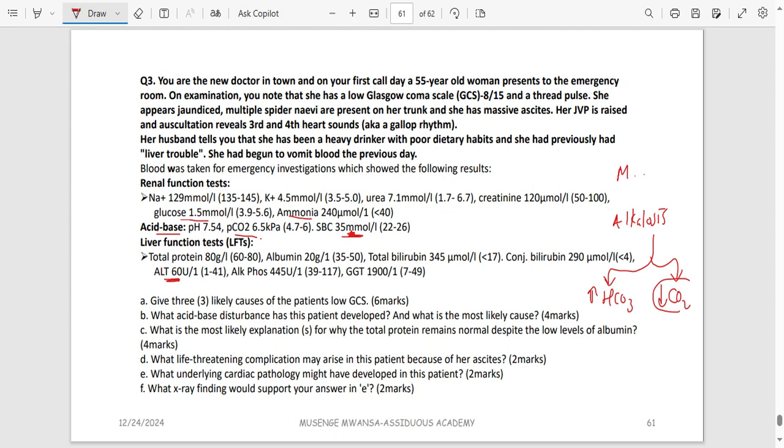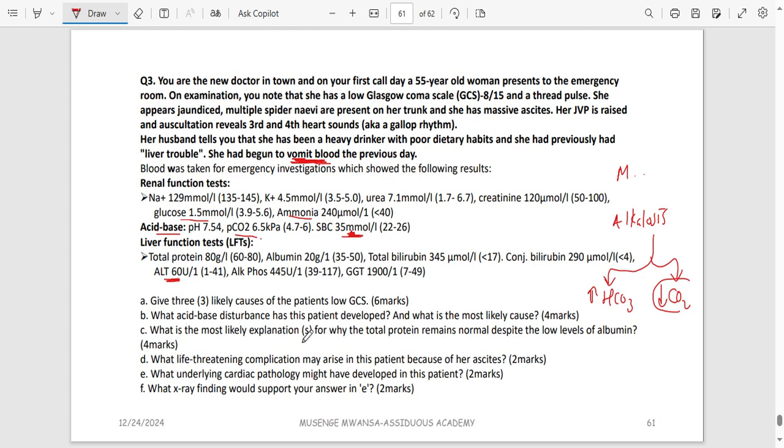Vomiting is one cause that can lead to this. Actually, when you look at chloride, because chloride is what tells you whether the cause is vomiting or not. Do we even have the chloride concentration? Okay, if the chloride is not given, you can look at the history. She had, her husband, a heavy smoker, had liver disease, began to vomit blood. So vomiting is one cause of alkalosis because you are losing hydrogen. So that is that.